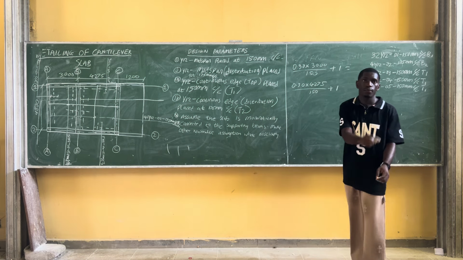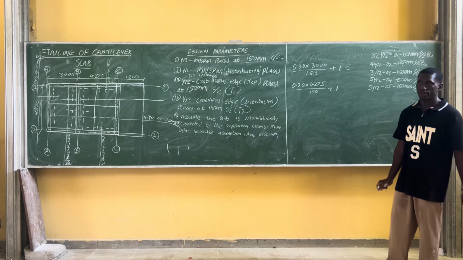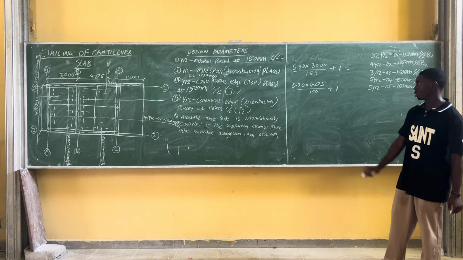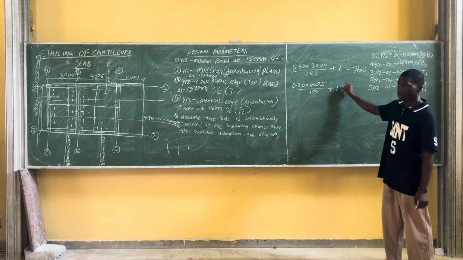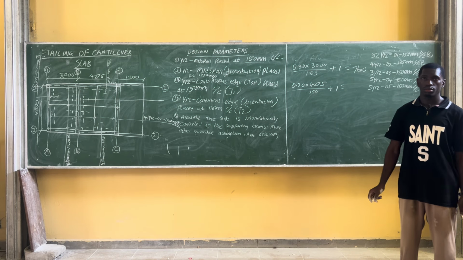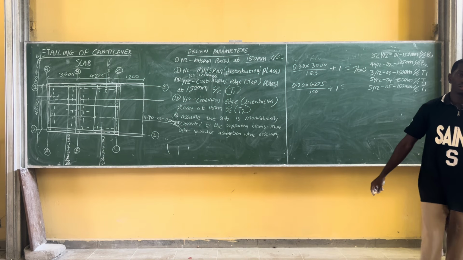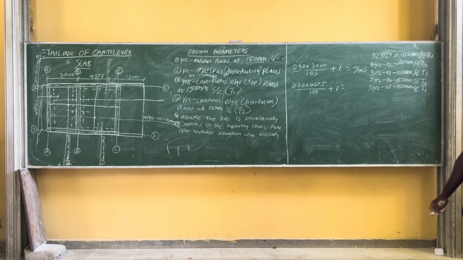So what are we getting? 7 bars. The other one is what? Are you confused? From here, see, 10 bars.